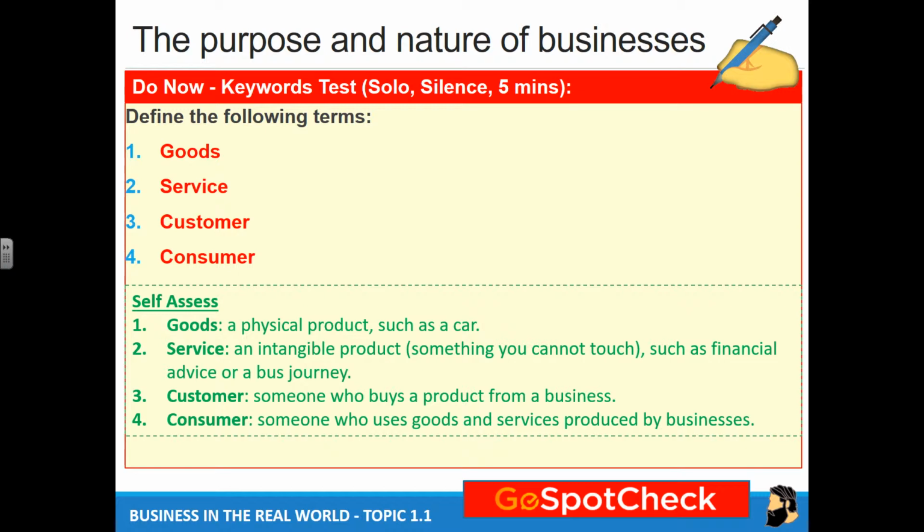A customer is the person who purchases the product or service, and the consumer is the one who then uses those goods and services. It can be the same person, but not always the case. Give yourself a tick for each one you got right. If you didn't get it right, correct it now. Pause the video if you need to copy any of these out, and hopefully you will have got all 4 correct, and if you have, well done. We're now going to move on.